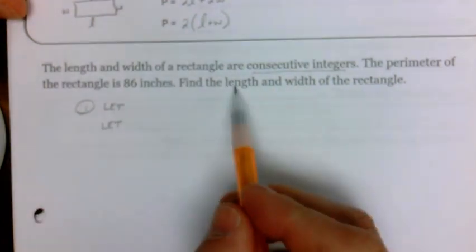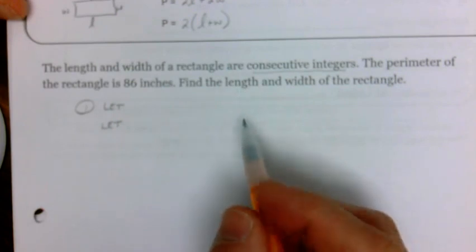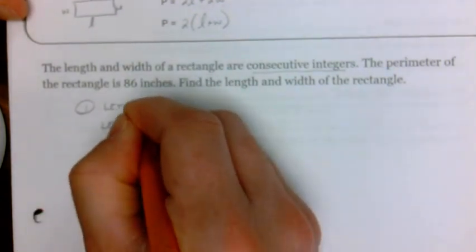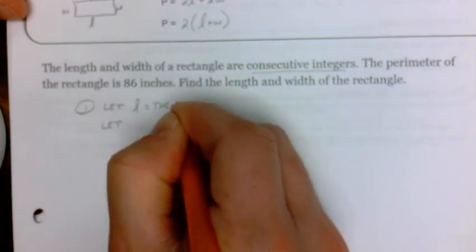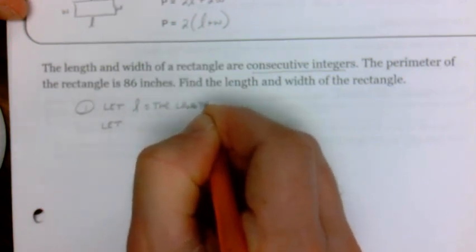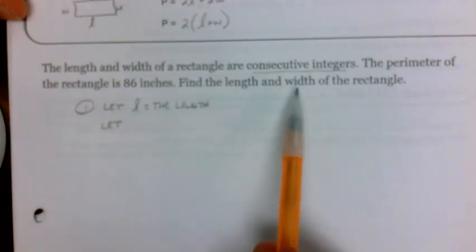All right, so let's start with the length. I don't know what the length's value is, so I'm just going to call L the length. Let L equal the length. And if L is the length, normally you would think, well, W can be the width. However, we're not going to call W the width.